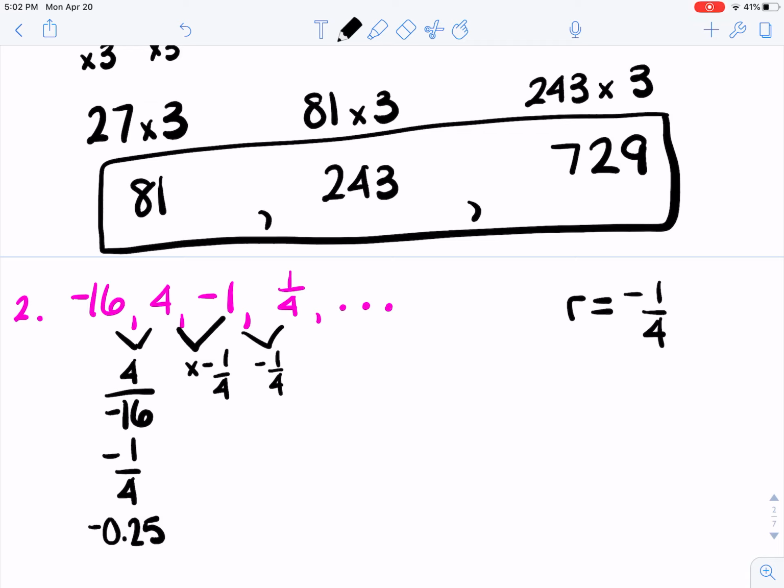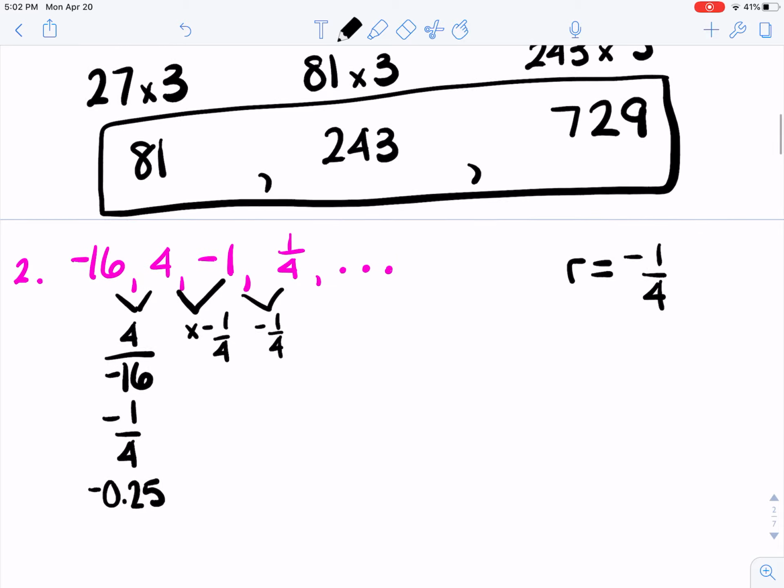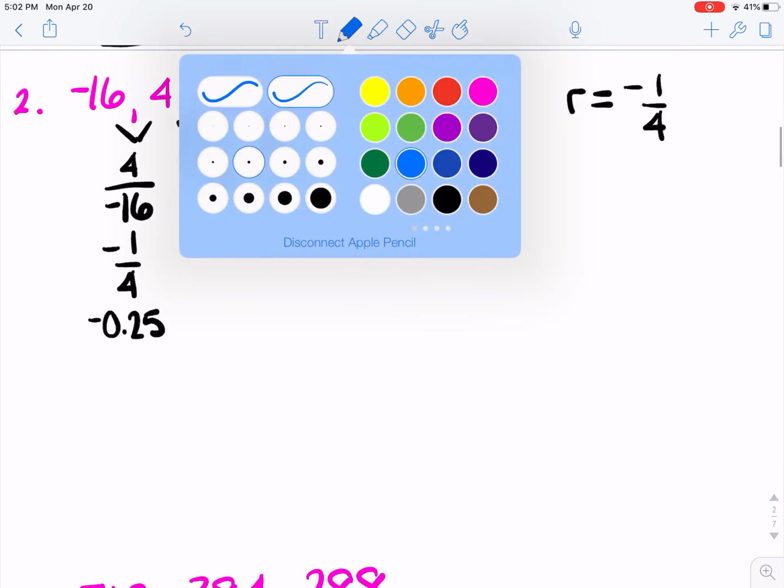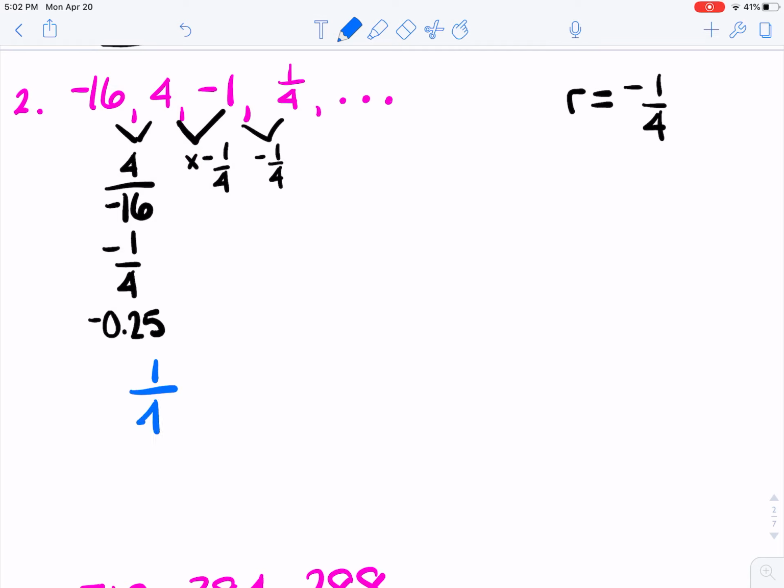Again, it's okay for you to use the negative 0.25. However, if this is multiple choice and they don't give you decimals as options, then you have to go back and be able to convert it to a fraction. So I'm just going to stick with the fraction. My last term was 1/4. So I'm going to take 1/4 and multiply that by my common ratio of -1/4.